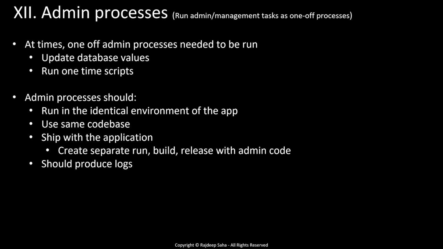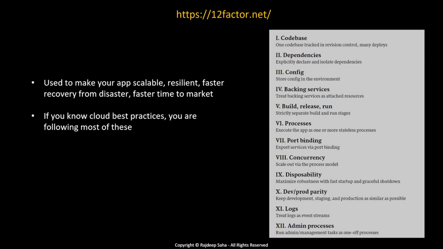Why is it recommending this way? If this admin process does something bad, because you created a separate run, build, release, you can always revert back to the previous version. And the admin process should produce logs. All right, so now, hopefully these factors make more sense, and now you understand how they make your application more scalable, resilient, portable, faster recovery from disaster, etc.